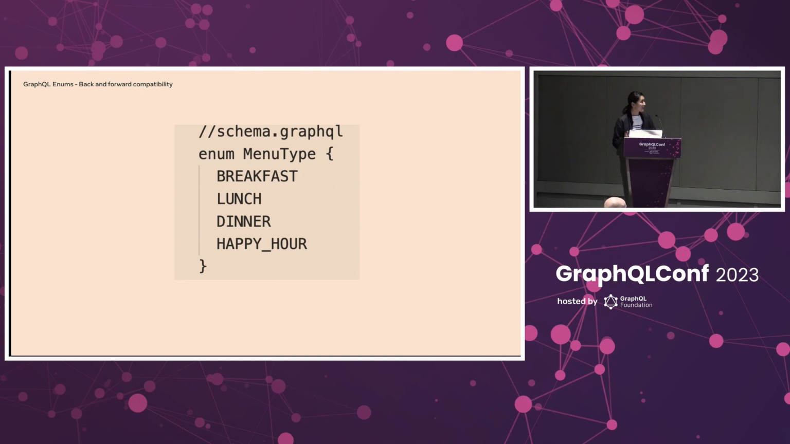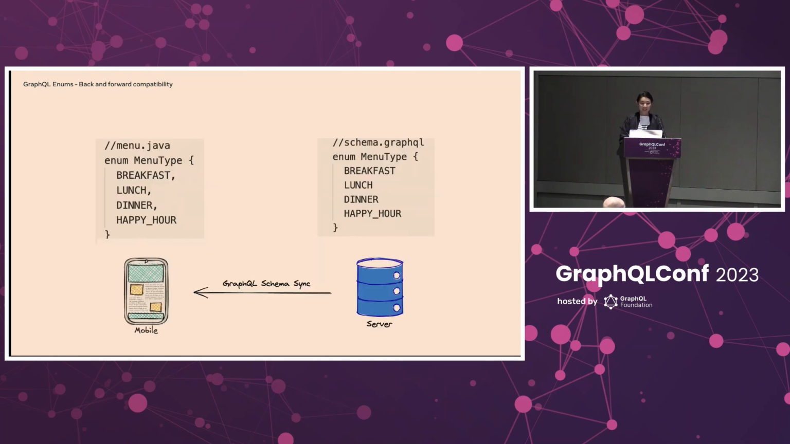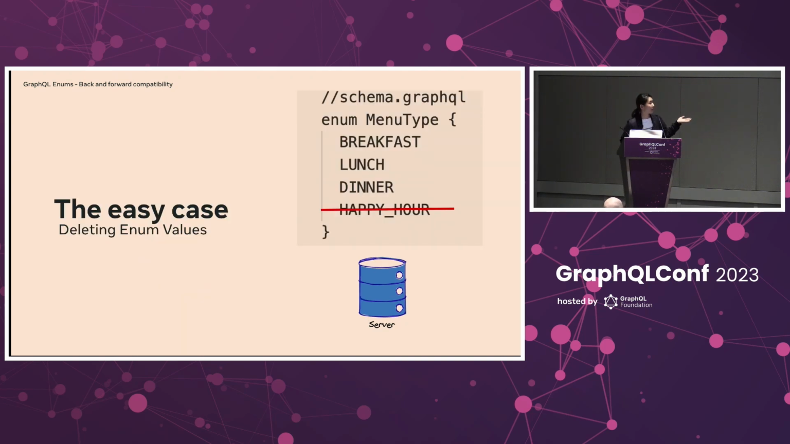The example we're going to use today is a very simple one. Let's talk about a menu, right? Initially, this GraphQL menu has 4 different options: breakfast, lunch, dinner, and happy hour. First we created this schema on the server, and we do a schema sync into the client. I'm going to use Java on Android as an example, so we generate these enum equivalents on the mobile client as well.